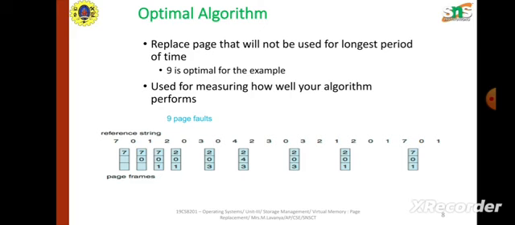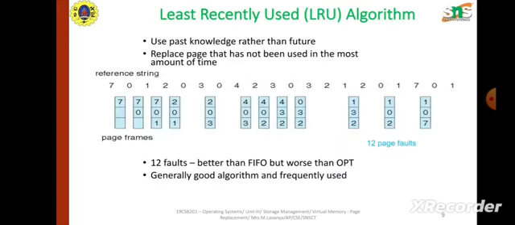The inputs given for this are the sequence of string arrived and the total frames allocated for that page. Here the page frame size is 3 and the string arrived is 7 0 1 2 0 3 0 4 2 3 0 3 2 1 2 0 1 7 0 1.